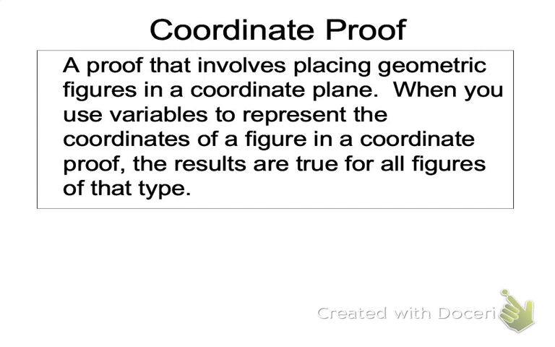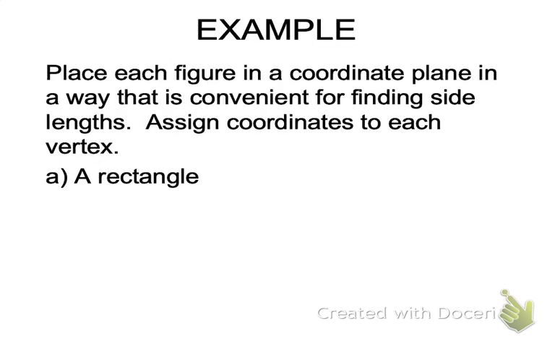So in theory, when you use these variables to represent your vertices of whatever the shape is that you're putting in the coordinate plane, it should work for any type of geometric figure. So we got to smartly place a figure. We're going to place a rectangle into a coordinate plane and give coordinates to them. And then we'll get to the proofing part next class.